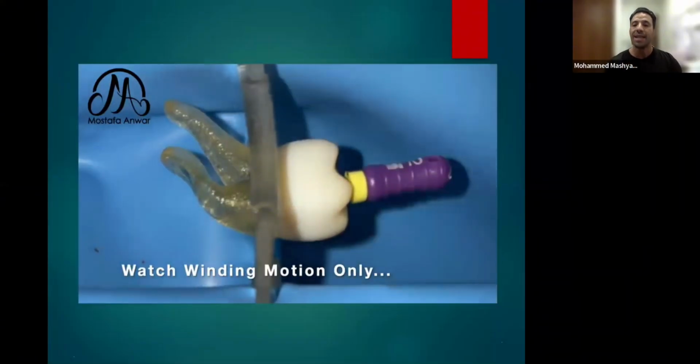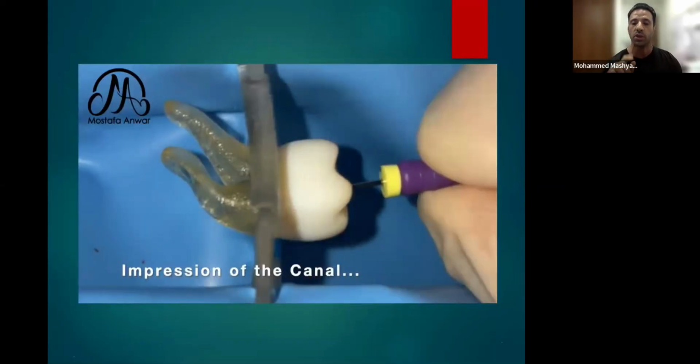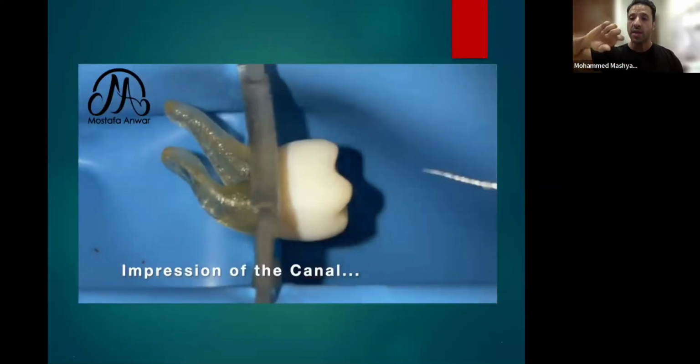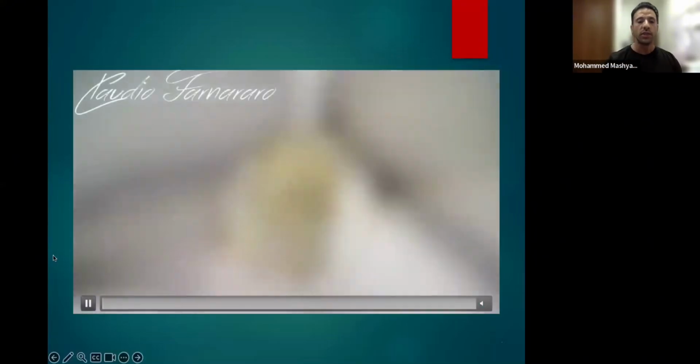Okay? So it's as easy as that if you follow the correct motion. Correct motion is very important. Those people who put the file and they screw and screw and screw, they always end up having a ledge. Another case here using a rotary file. Look at this.